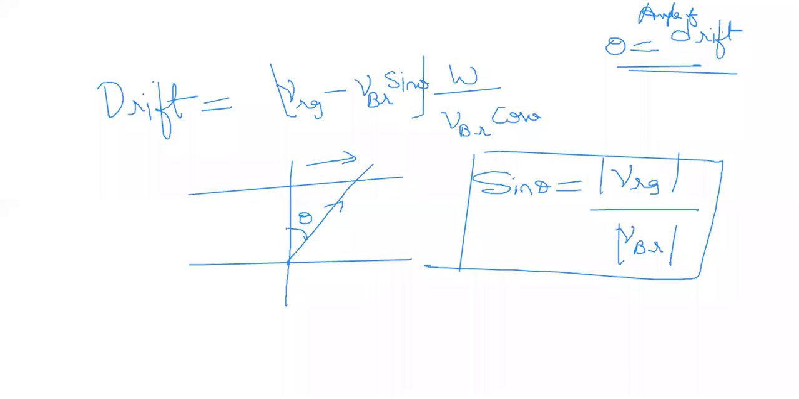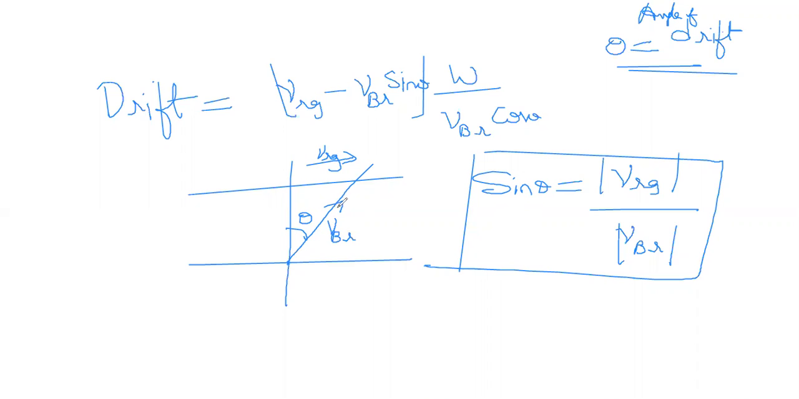So what would this theta be? Theta is called the drifting angle, or angle of drift. So what is that? Sine theta is equal to the opposite side by the hypotenuse. The opposite side is VRG, and the hypotenuse is VBR. Is it or not? We have taken the velocity of the boat with respect to the river as VBR.